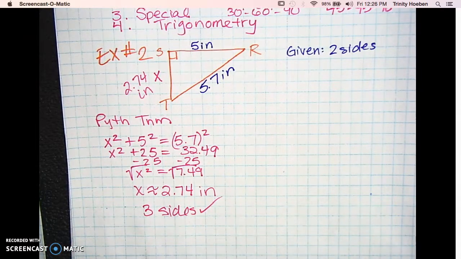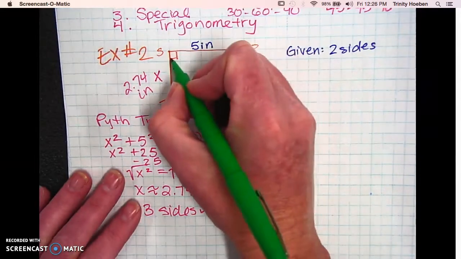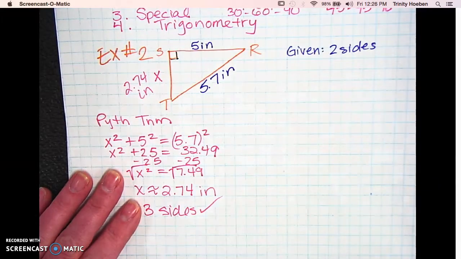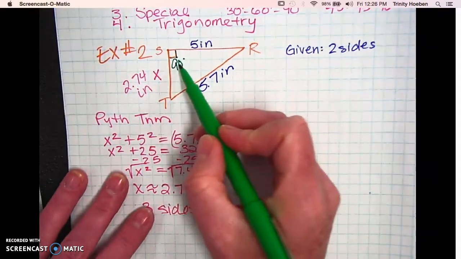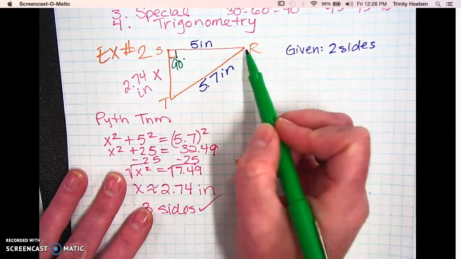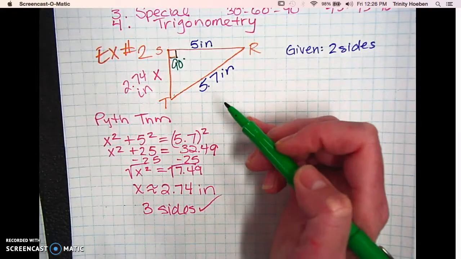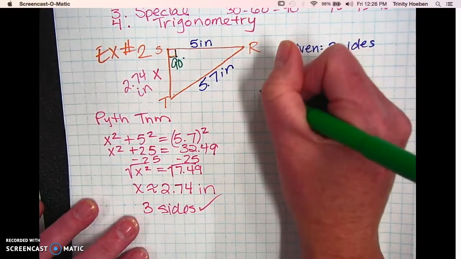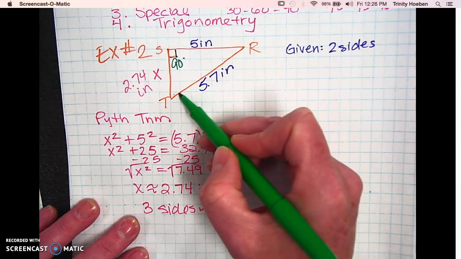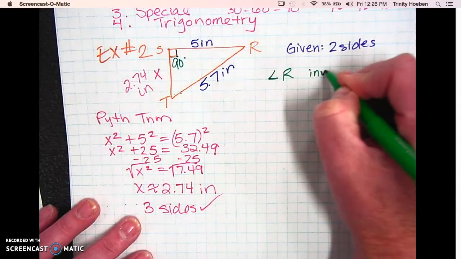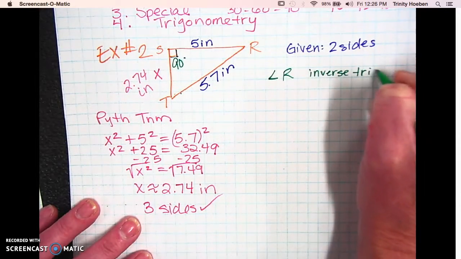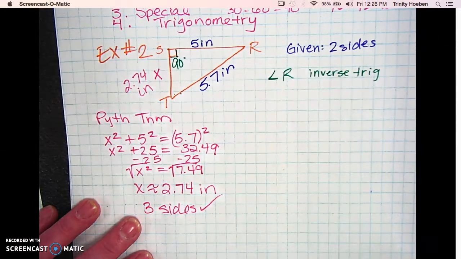Then we look, now let's go inside that triangle and get all 3 angles. Do we know any of them? Just this one right here, right? What does the little box mean? 90. We know this one's 90, which means R and T have to be less than 90. And we just learned inverse trig, right? So you can pick either angle R or angle T. It doesn't matter. I'm going to pick angle R. And I'm going to use inverse trig, because I can use inverse trig to find an angle measure.